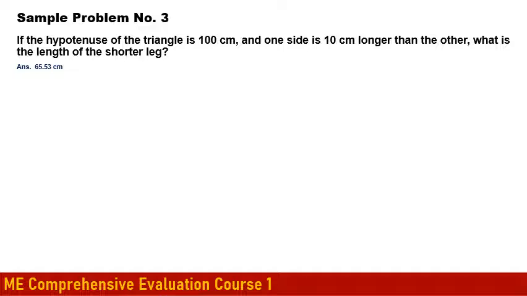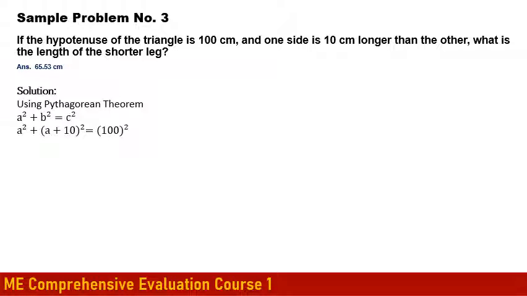Sample problem number 3. If the hypotenuse of a triangle is 100 cm and one side is 10 cm longer than the other side, what is the length of the shorter leg? Using the Pythagorean theorem, a squared plus b squared equals c squared, where a and b are the legs and c is the hypotenuse. Since one leg is 10 cm longer than the other, we can express b as a plus 10. Since the hypotenuse is 100 cm, we can also substitute that.